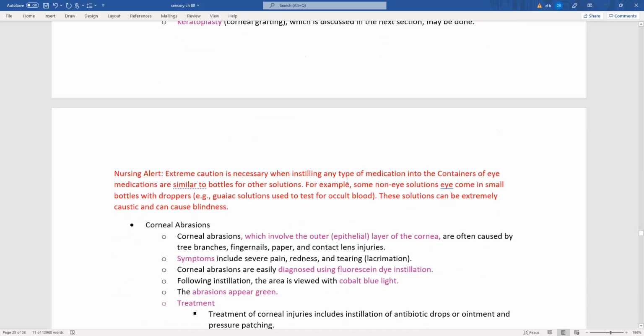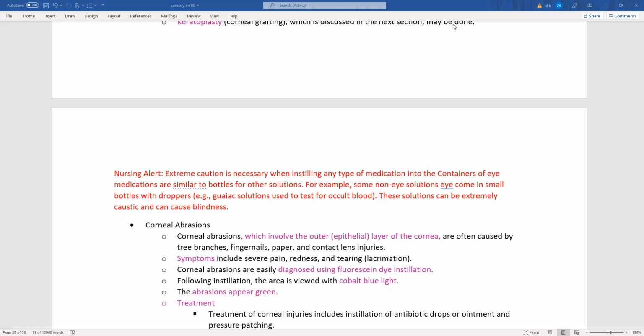Okay, it may be done. Okay, so with the nursing alert, just know to have extreme caution for instilling any type of meds into the eye. Wait a minute. Why do they say it two times? Let me go to that one. Let me find it.